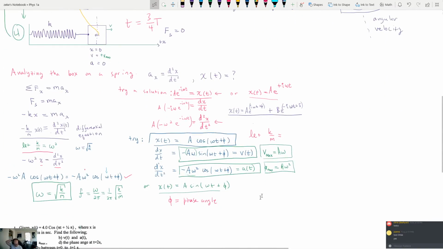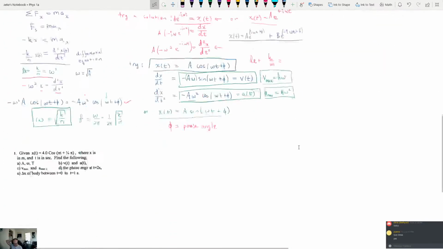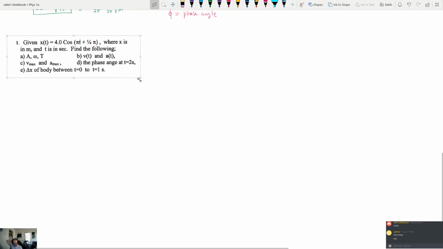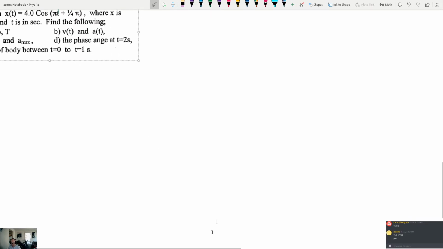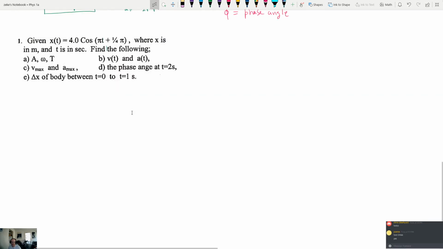So if we have a good understanding of the physics of what's happening and the mathematics that describe it, let's see if we can solve some of these problems and go from there. And hopefully we'll have enough time to also talk about pendulums. We should. Okay, so here's our problem.